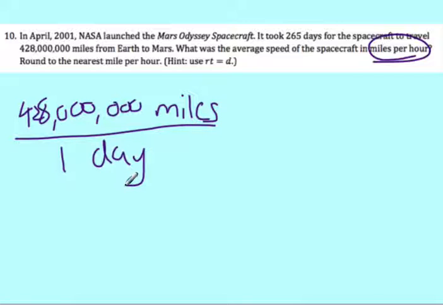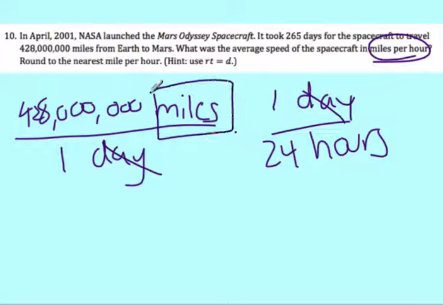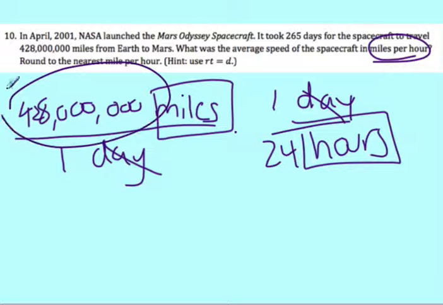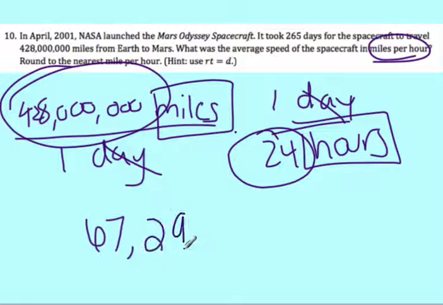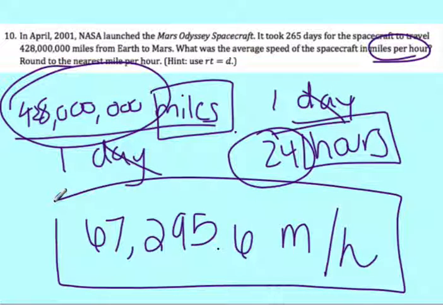So we need to change that day label. In every 1 day, there are 24 hours. Now I've crossed off the day, and you notice what's left is miles per hour. So you're going to take this and divide it by this. And when you do that, you get 67,295.6 miles per hour.